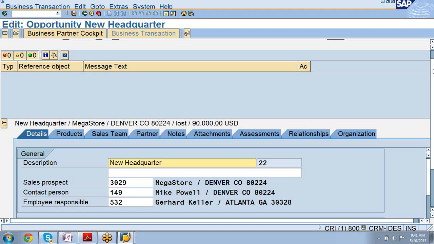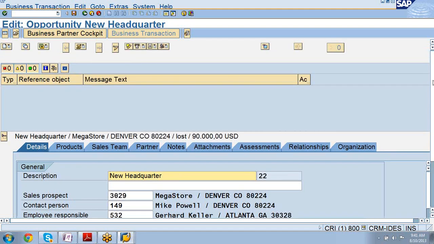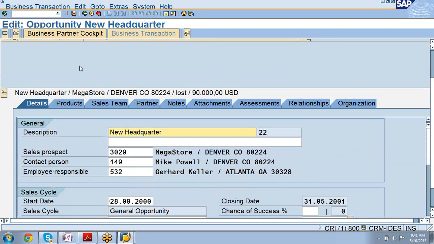So you can see the screen. This is a regular, normal opportunity screen. In contrast with this, I'll open one more screen. This is only a maintenance screen, where I can customize these sales cycles.